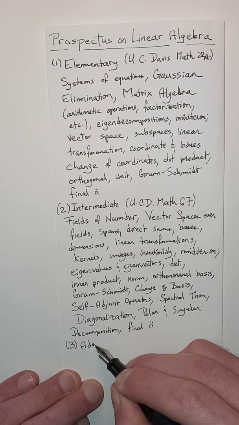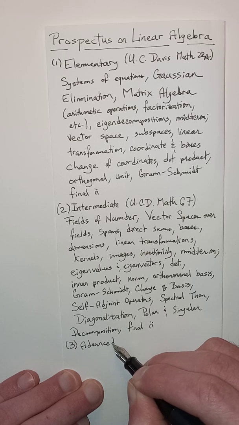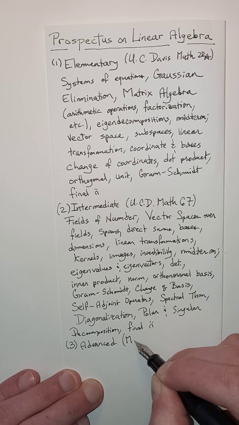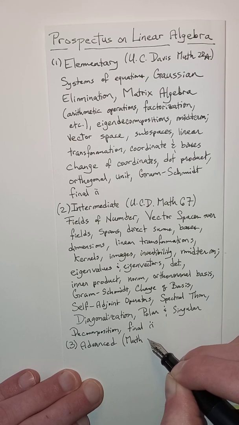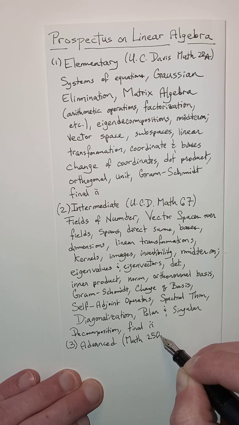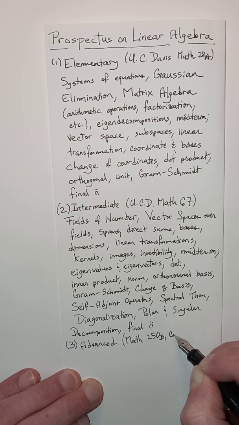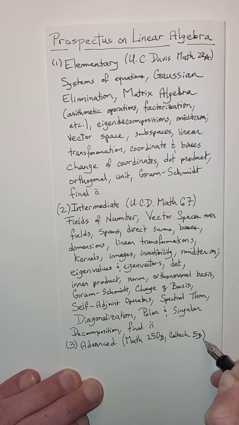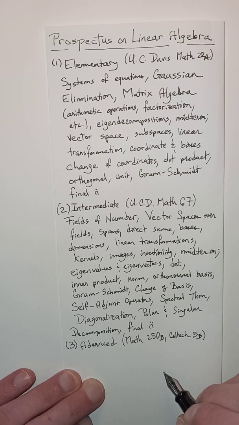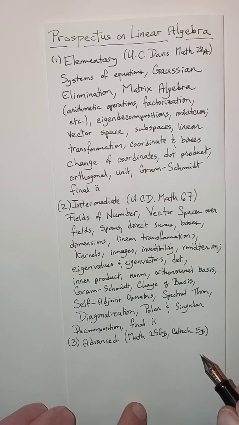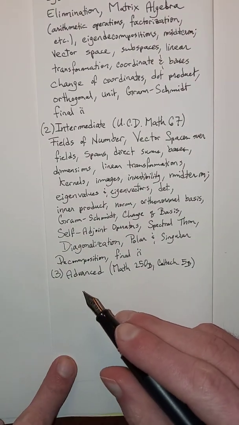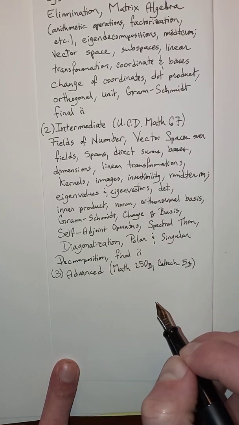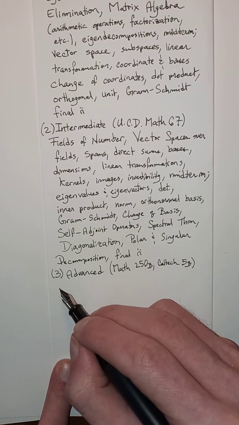The third remaining way is, I guess I'll just call it advanced. At UC Davis, this was Math 250B, a graduate course. At Caltech, it was Math 5B. So right after calculus, you're thrown into abstract algebra, and they're one of a kind. They end up making their students learn graduate level algebra as their second course.